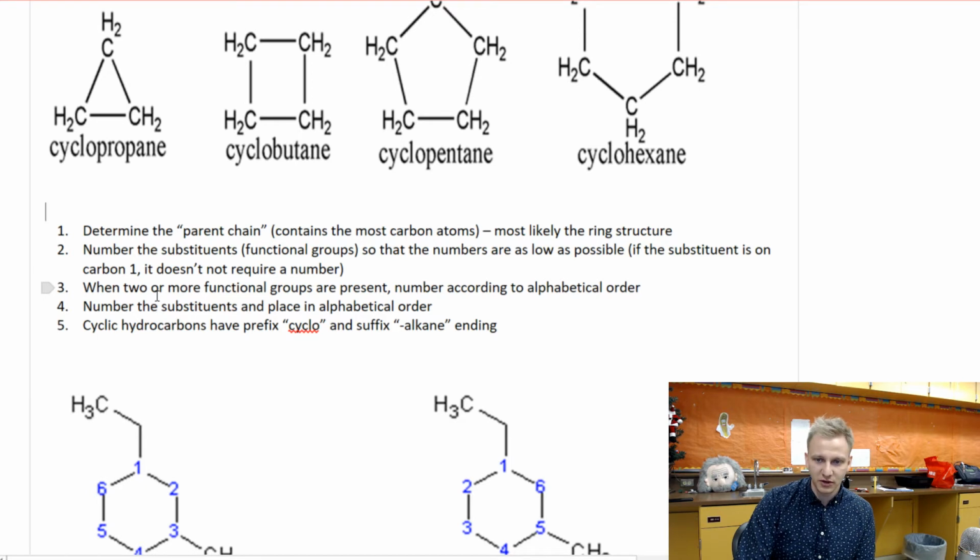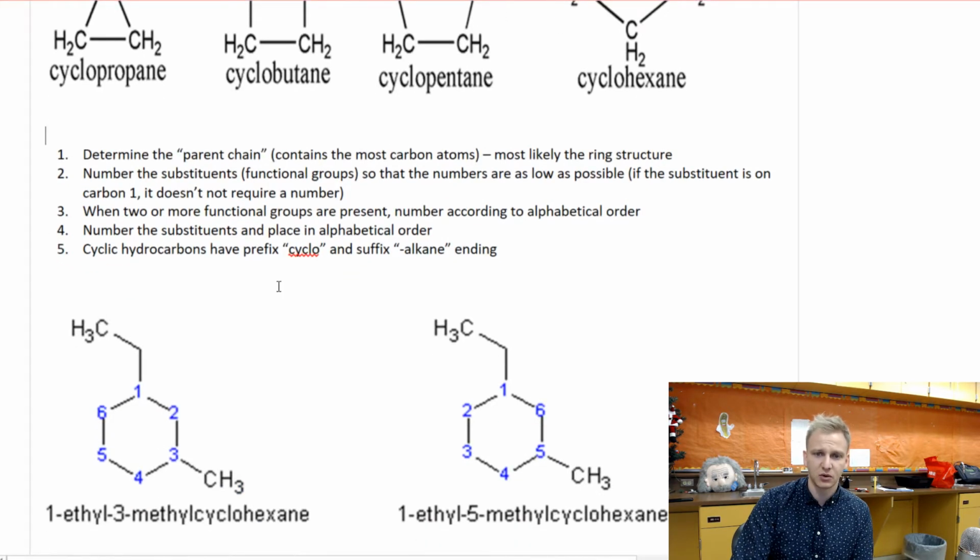When 2 or more functional groups are present, we number according to alphabetical order. We looked at that with methyl and ethyl. We number the substituents and place them in alphabetical order, and for cyclic hydrocarbons, we give them the prefix cyclo, and then the alkane ending.